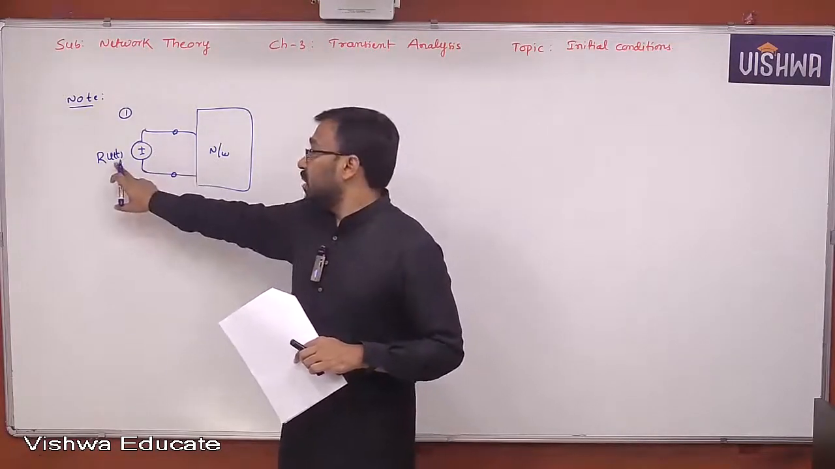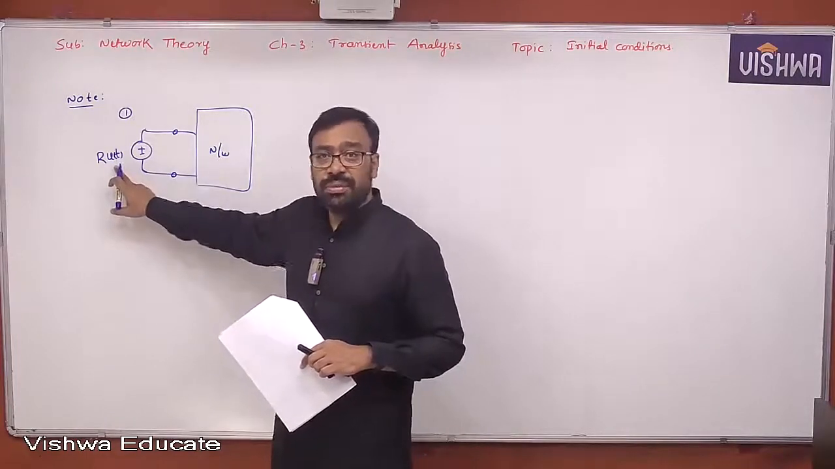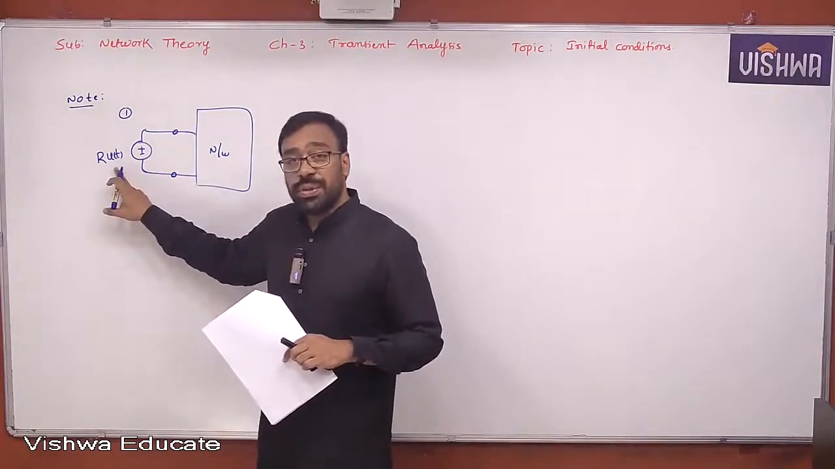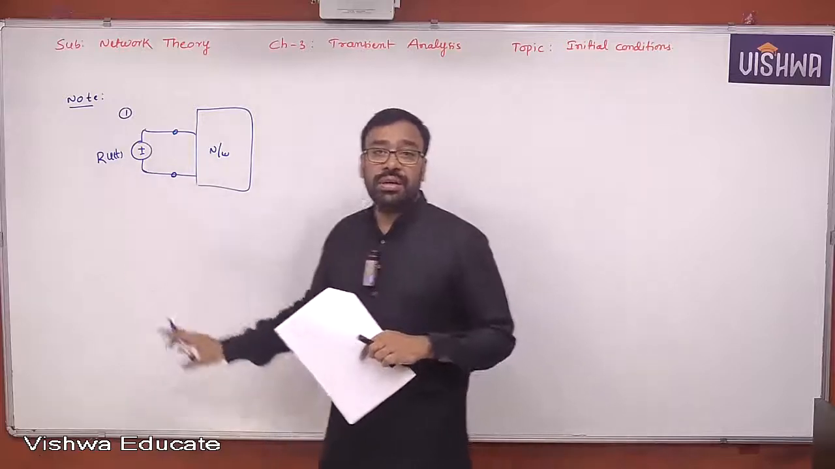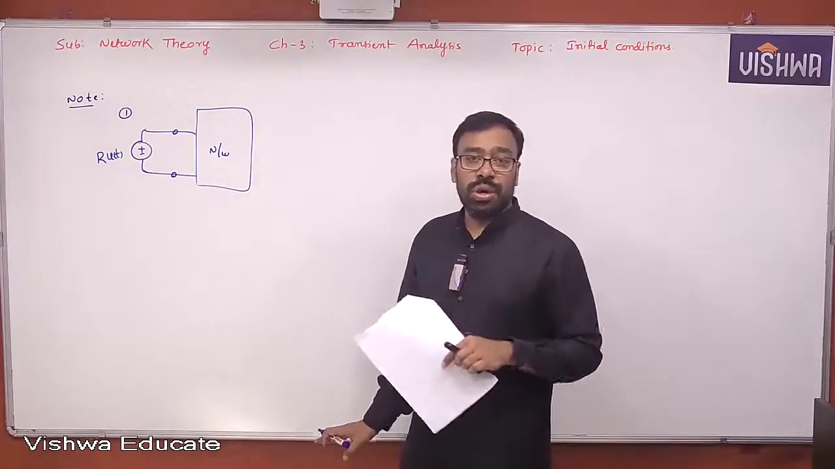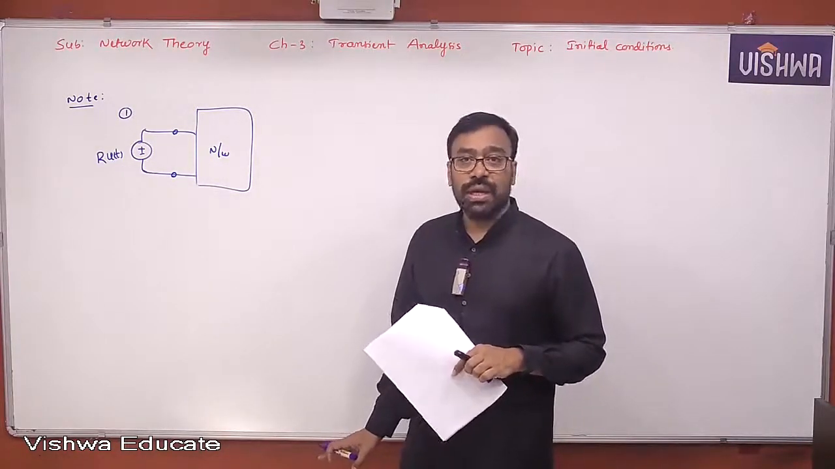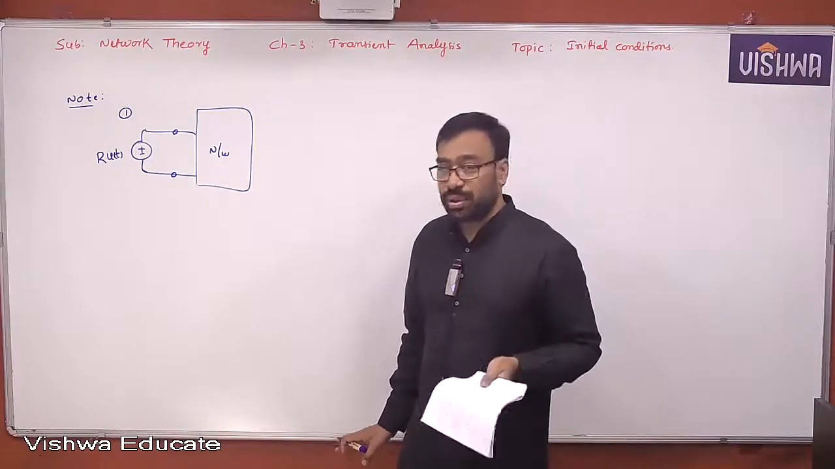Means you already know the definition of this U of t. What is U of t actually here? Step input. What is the definition of it? It is equal to 0 for t less than 0 and 1 for t greater than or equal to 0. Yes or no, all of you?